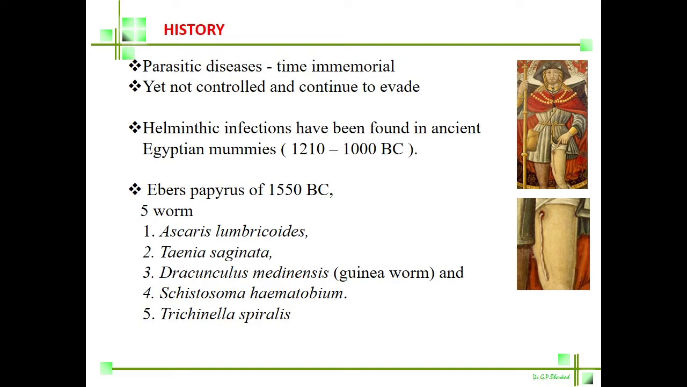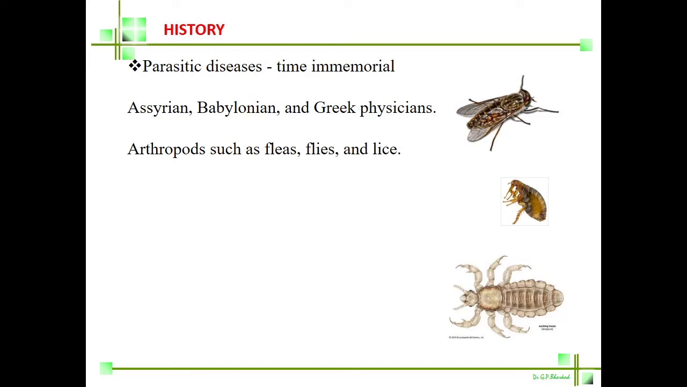So these are Ascaris lumbricoides, Taenia saginata, which is a tapeworm, then Dracunculus medinensis, the guinea worm, Schistosoma haematobium, and Trichinella spiralis. During those days, some physicians, maybe Assyrian, Babylonian, and Greek physicians, also reported some other parasites, that is ectoparasites, arthropods, such as fleas, flies, lice, and some others. The parasites not only infect the animals, but also infect human beings and affect the health of human beings, and in case of animals, they affect the production, reproduction, and performance of the animals. And the influence of these parasites has been already proved since the ancient records.